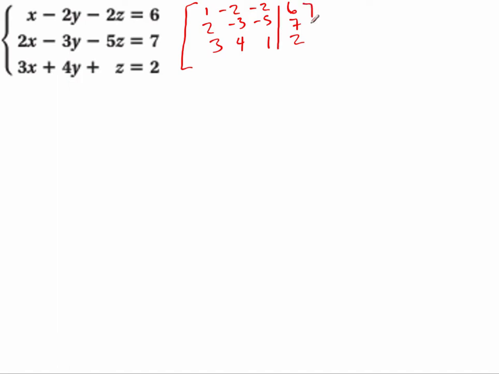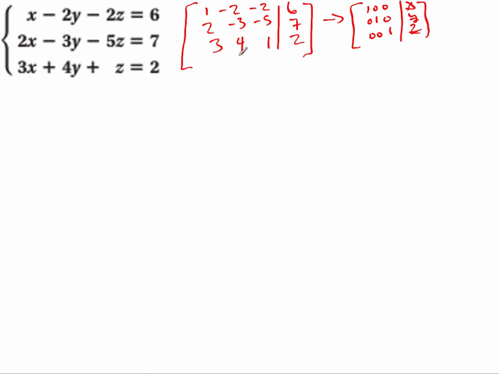Now what we're going to try and do is convert this to a matrix of the form 1, 0, 0, number, 0, 1, 0, number, 0, 0, 1, number. And then this will be my x term, my y term, and my z term.